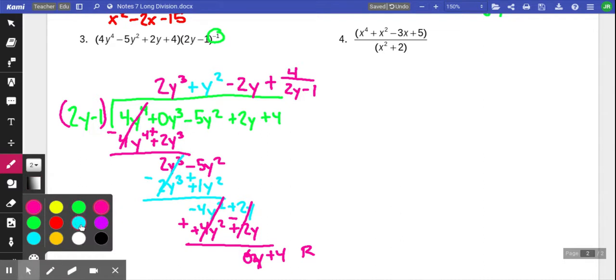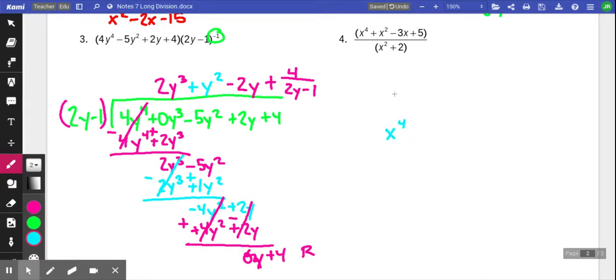Let's do one more example. Okay, so here we have x to the fourth plus x squared. So I noticed that I don't have an x to the third, so I need a placeholder of 0x to the third, and then plus 1x squared, and then minus 3x, and then plus 5.